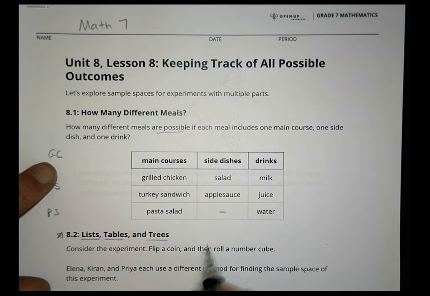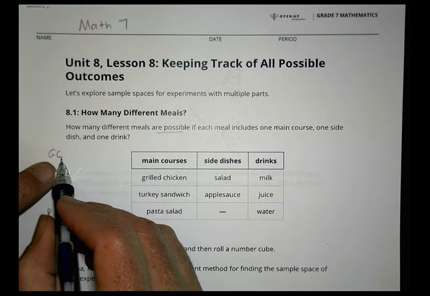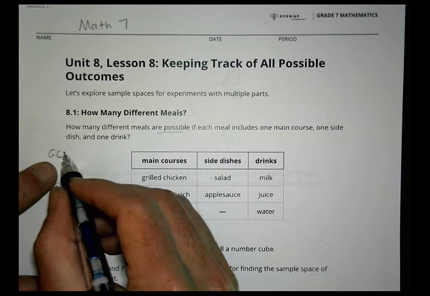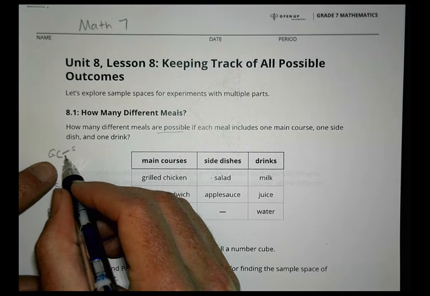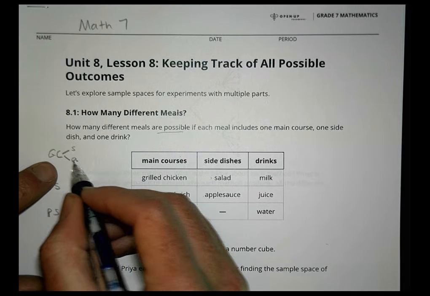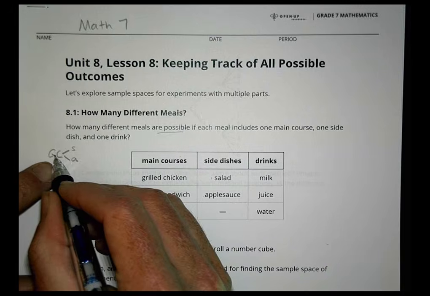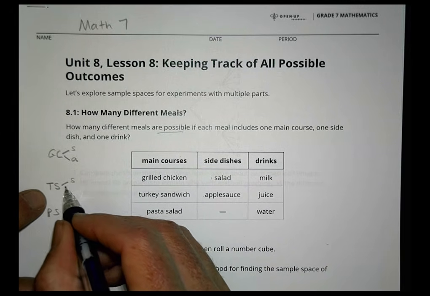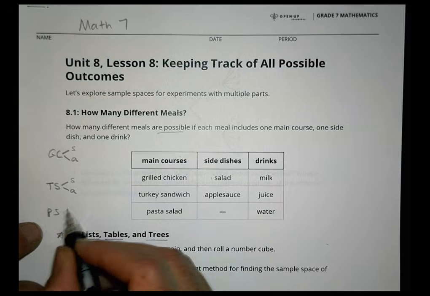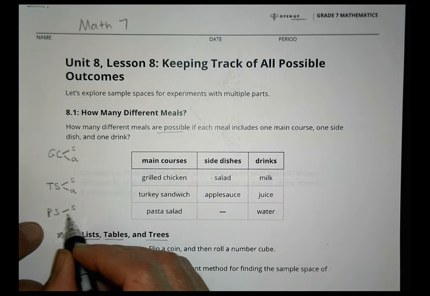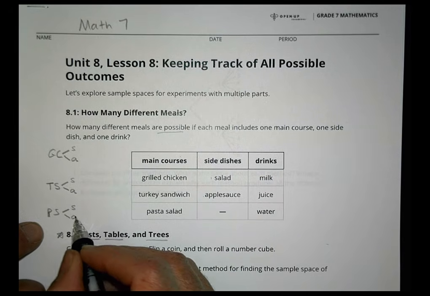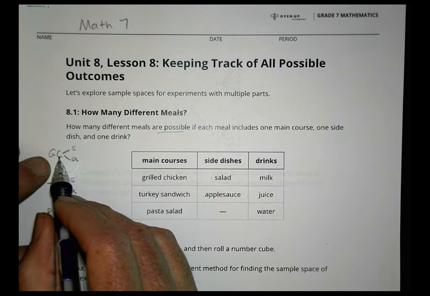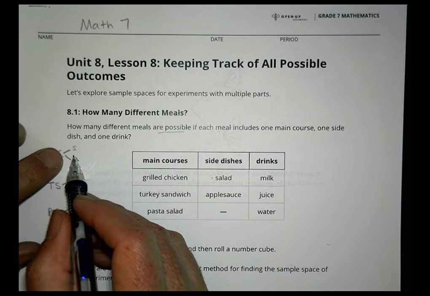Now, if I choose a grilled chicken sandwich, then I have to pick a side dish. I can choose from a salad or applesauce. So if I get this, then I pick one of those. That's true also for the turkey sandwich, I can get salad or applesauce. And also for pasta salad, I can get a salad or applesauce. Okay, so you see how this works so far? From this choice, I move over here and I have these two choices.